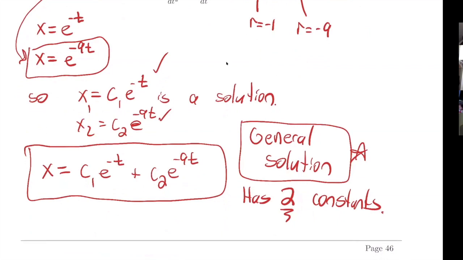Okay, any questions? You said the order of the equation will determine how many constants. Is that always? Yep. So if you had a third order differential equation, you'll have 3, and so on.